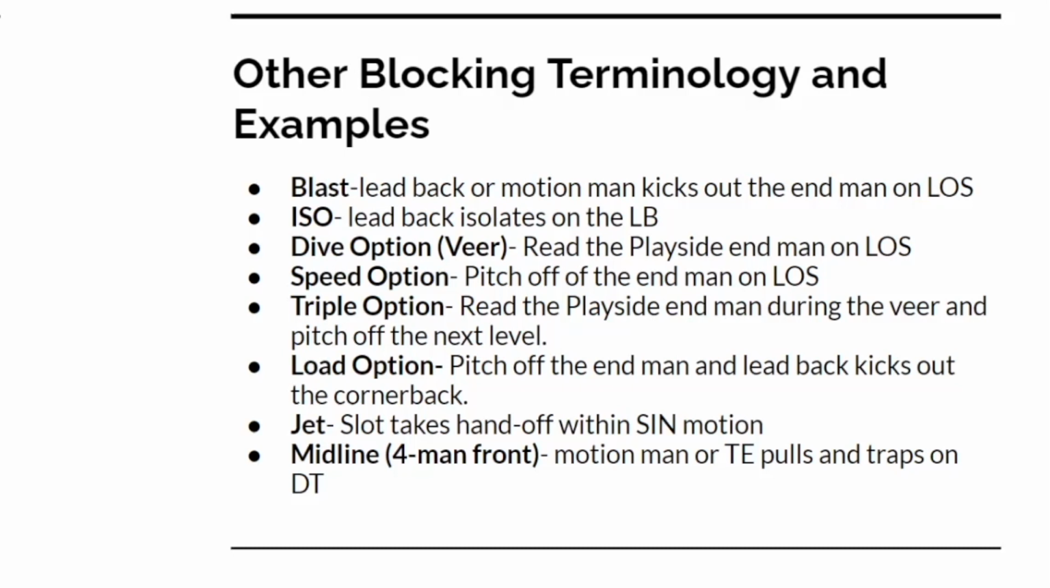And then we also run ISO, which is pretty self-explanatory. Mostly QB ISO with our tailback leading the way through the hole up on the linebacker, dive option. That's probably the one that we run the least amount because I feel like it takes a better offensive line to run that. However, we have had some success with it. Speed option, triple option, where we obviously read the playside end during the veer portion, and then we pitch off of the next level.